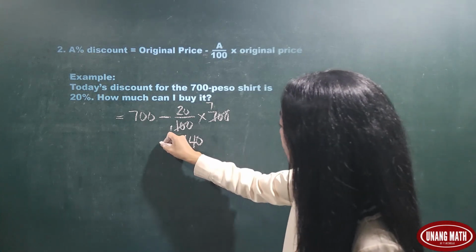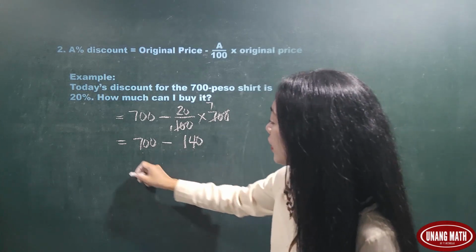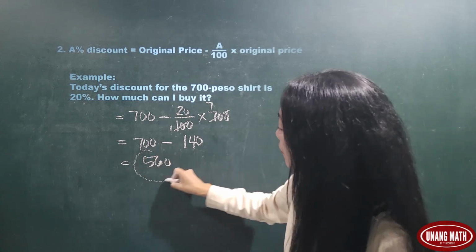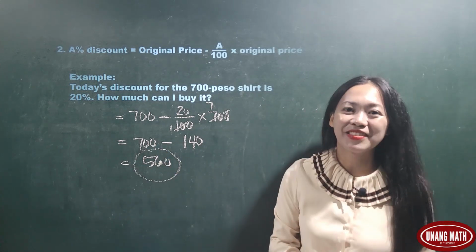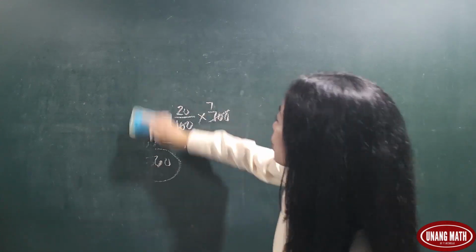We need to subtract this from 700. So 700 minus 140. How much can I buy the shirt? 560 pesos. Let's move on to the third situation.